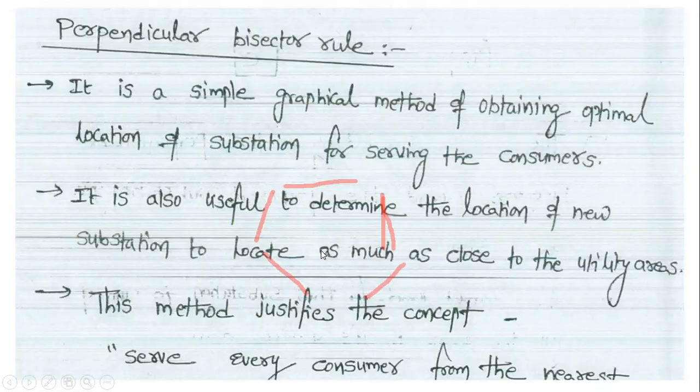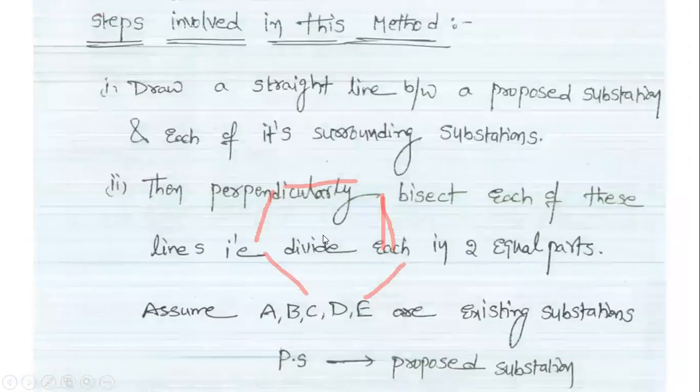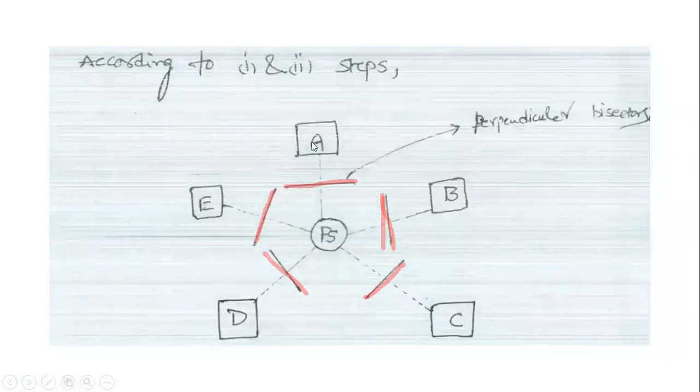In a simple diagram form, this is the proposed substation, and these are the utility areas or loads. We draw straight lines from the proposed system to the utility areas. These are the straight lines from the proposed system to the utility areas.